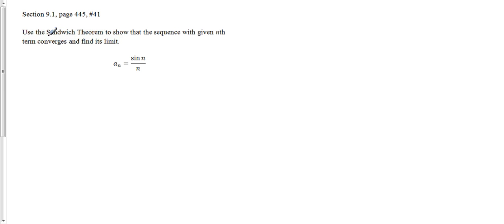Now we are told to use the sandwich theorem, so let's remember what that is. The sandwich theorem says that if I have two sequences that both converge to the same limit, and I have a third sequence that's greater than or equal to one of those sequences after some value of n, and that new sequence is less than or equal to another sequence after that same value of n, then if those two outside sequences both converge to the same limit, that new sequence in the middle has to converge to the same limit too.